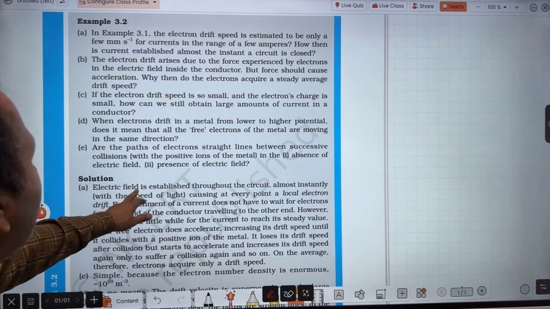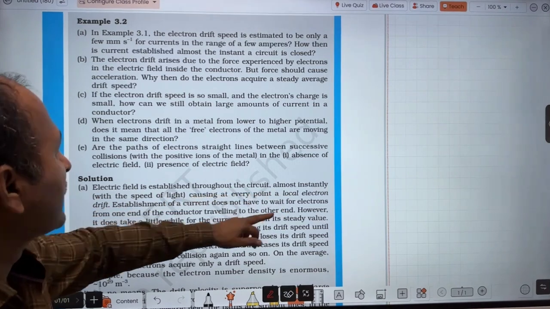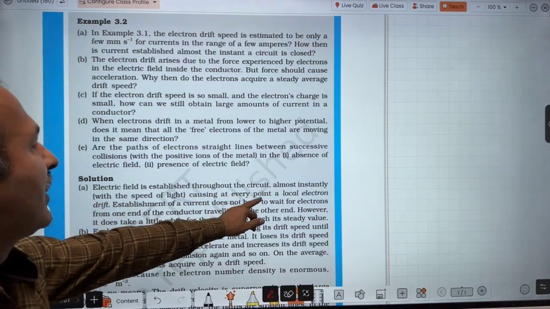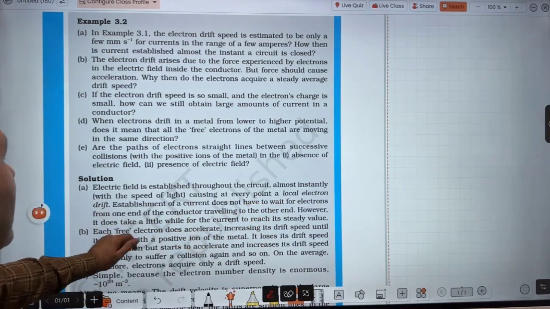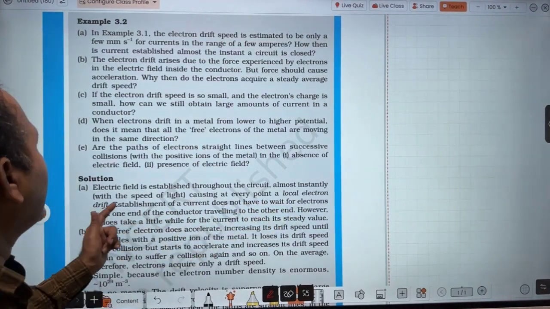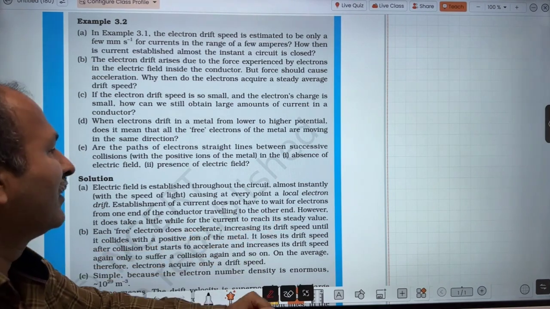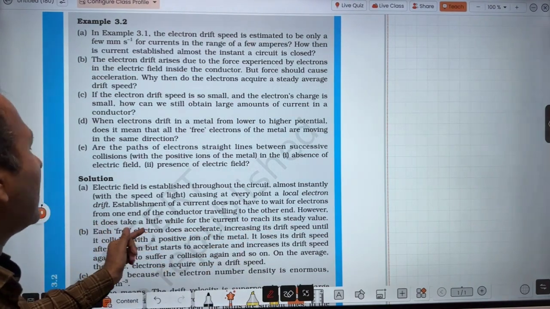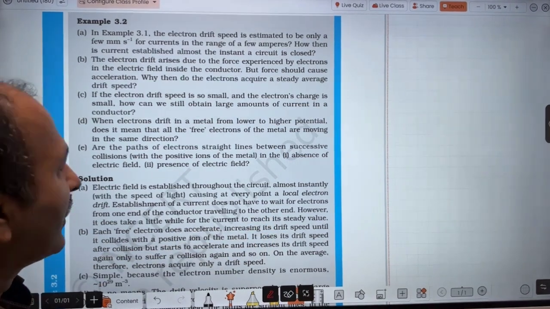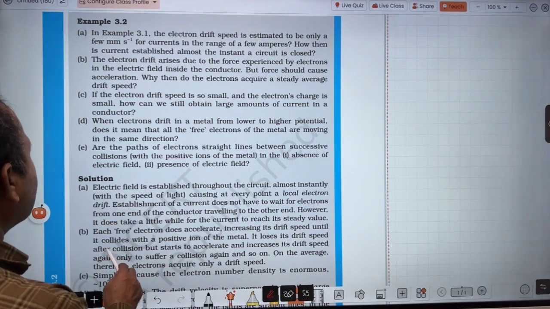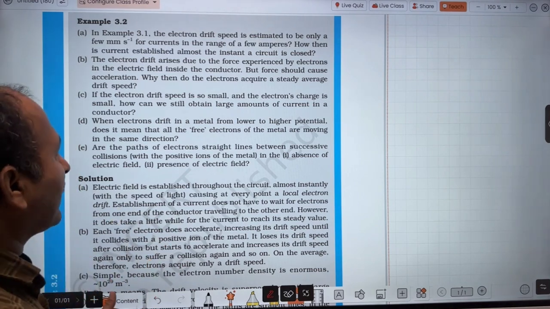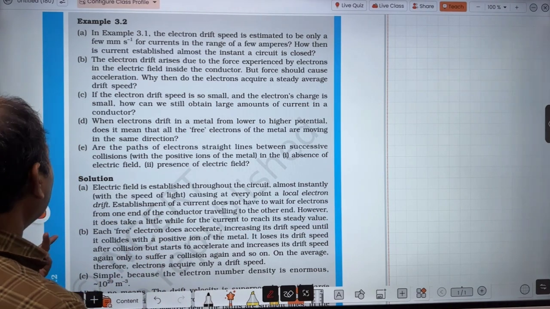The same thing is explained here. Electric field is established throughout the circuit almost instantaneously with the speed of light, causing at every point a local electron drift. Establishment of a current does not have to wait for electrons from one end of the conductor traveling to the other end. However, it does take a little while for the current to reach its steady value, right? So you have understood that the speed of EM waves should be considered here.